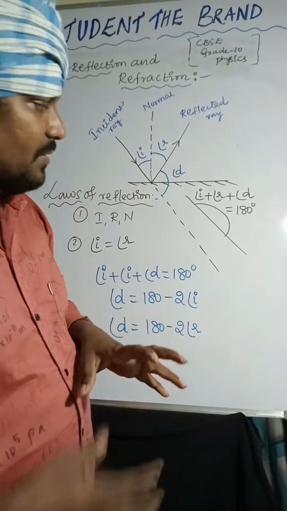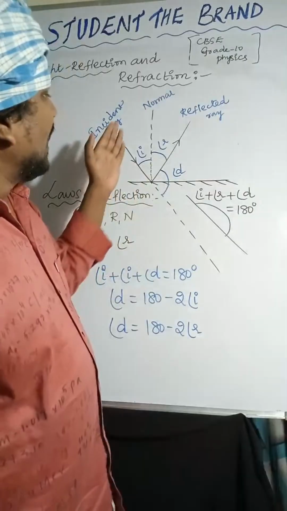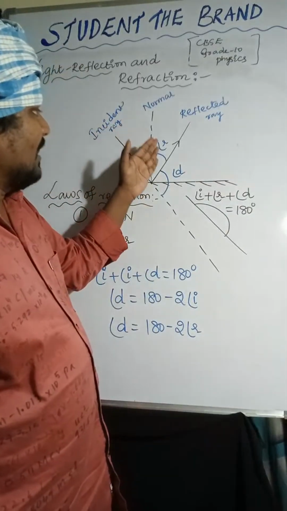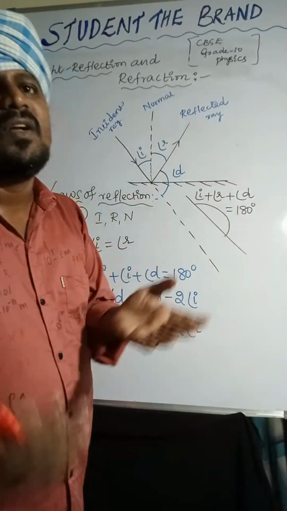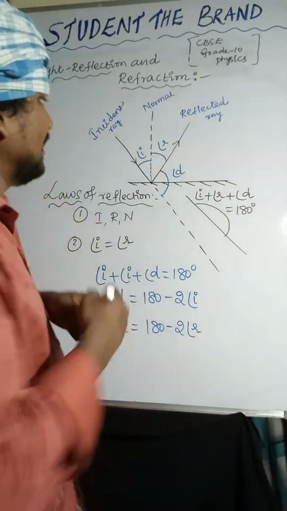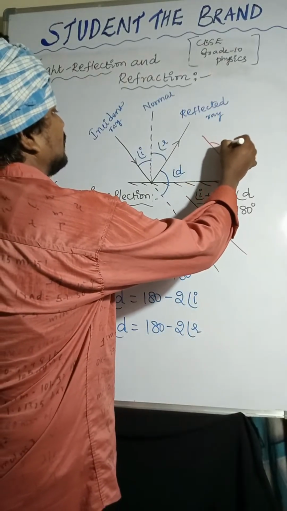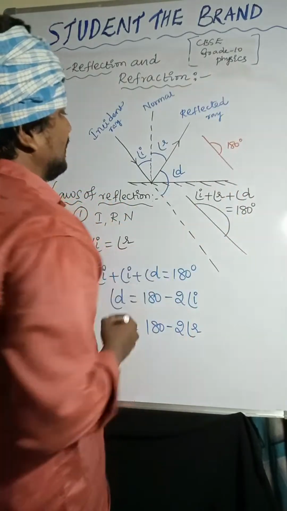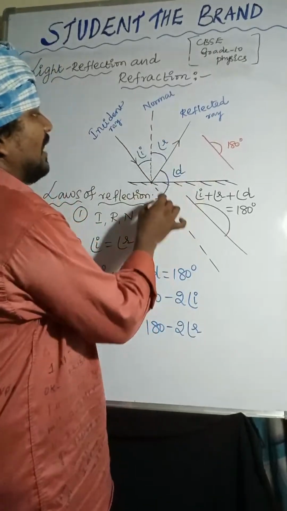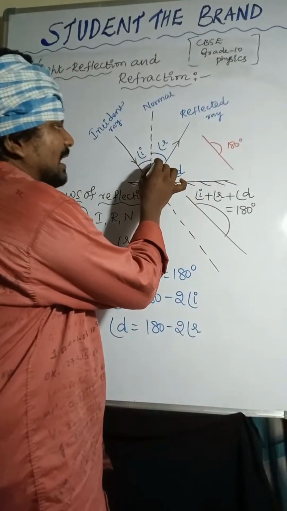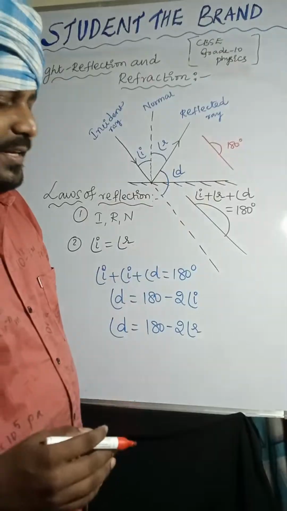Right? Very good. Now we know that angle of incidence plus angle of reflection plus angle of deviation equal to 180 degrees, because a linear angle is 180 degrees. So I am taking linear angle as 180 degrees.